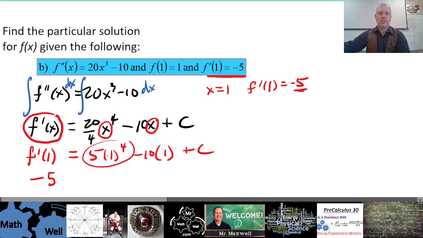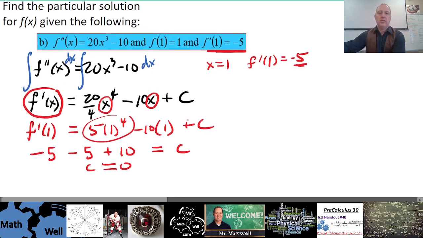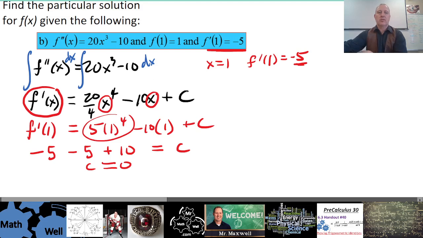I'm going to subtract this 5, minus 5, because that's 5 times 1. And I'm going to add 10 to the left side, and I'm going to get c all by itself. And so c is going to be negative 5 minus 5 is negative 10, plus 10 is 0. So nothing earth-shattering here, right? This is just going to be a plus 0, no problem. That's okay.